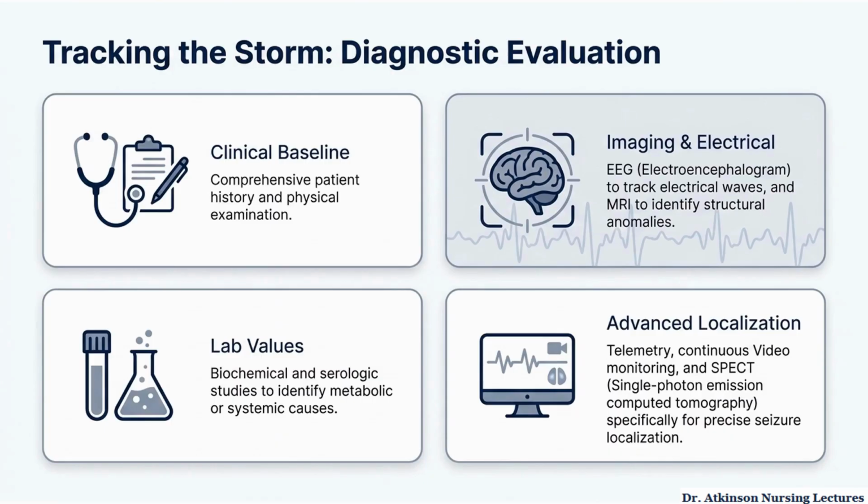When we evaluate seizures, we're trying to answer two major questions. What caused the seizure, and where in the brain did it start? Everything begins with a good history and physical assessment. What did the event look like? Was there loss of consciousness? Any aura, tongue biting, incontinence, or postictal confusion?